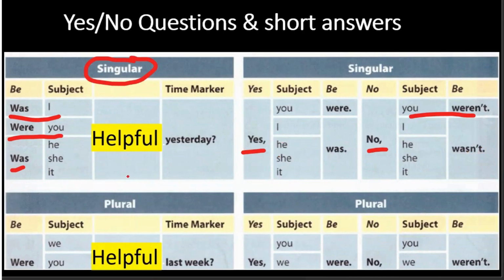Now, what do we do if the subject is plural? We always use were. The same thing, we will use were before the subject. Were we helpful? And then the time marker. Were we helpful last week? Were you helpful last week? Yes, you were. No, you weren't. Yes, we were. No, we weren't. I hope it was clear.